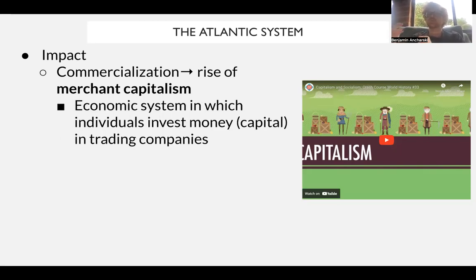And merchant capitalism essentially, and this is also describing capitalism in a way, is going to be an economic system in which individuals invest capital or money into trading companies. And that's generally what merchant capitalism is. Capitalism as a general economic system is a system in which private individuals own the means of production. And what I mean by that is a private individual owns a workplace, you could say.